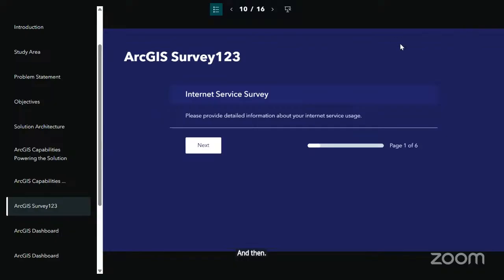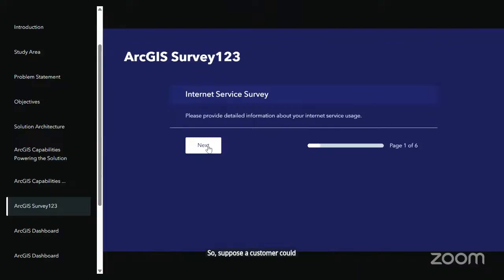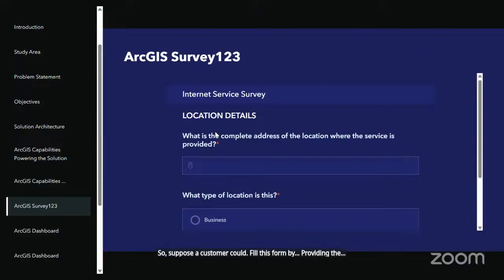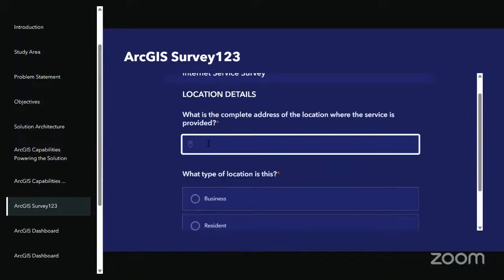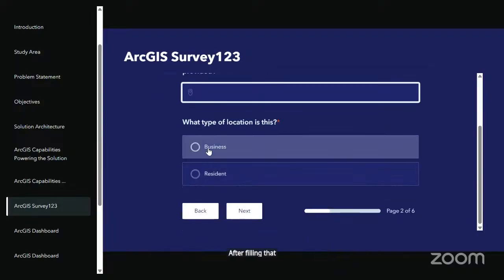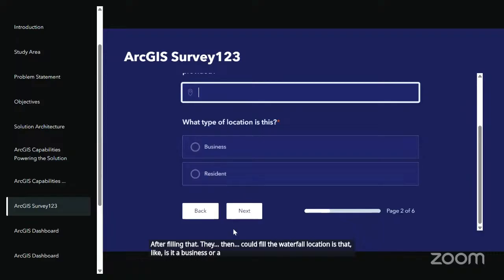By customers filling up this form, it could help the TCRA to oversee how compliant the internet service providers are. Like, do the reports from the internet service providers and the customers match, so that if there is any problem, it could be resolved. So suppose a customer could fill this form by providing their location details, like filling in the location address of the place where the customer is. After filling that, they then could fill in what type of location it is, like is it a business or residential.